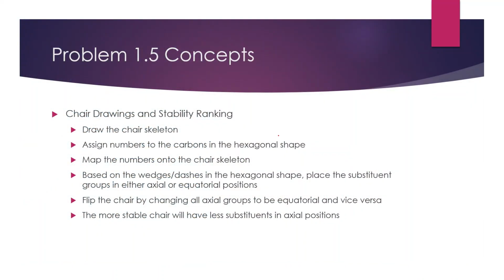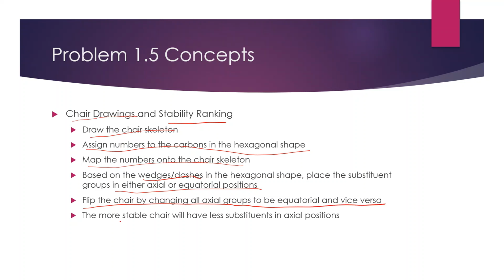The concepts in Problem 1.5 are as follows: chair drawing and stability ranking. We had to draw the chair skeleton, assign numbers to the carbons in the hexagonal shape, map the numbers onto the chair skeleton, and then based on the wedges and dashes in the hexagonal shape, place the substituent groups that correspond to that numbered carbon in either axial or equatorial positions. We then need to flip the chair by changing all axial groups to be equatorial and vice versa, and the more stable chair will have fewer substituents in axial positions.